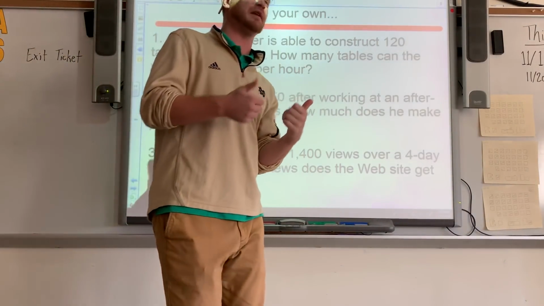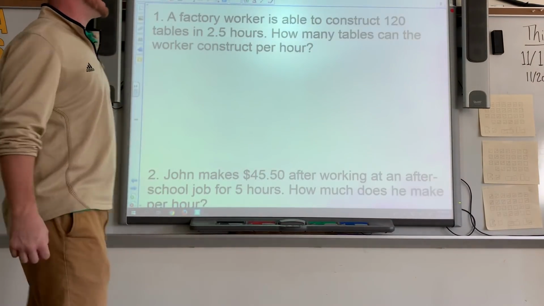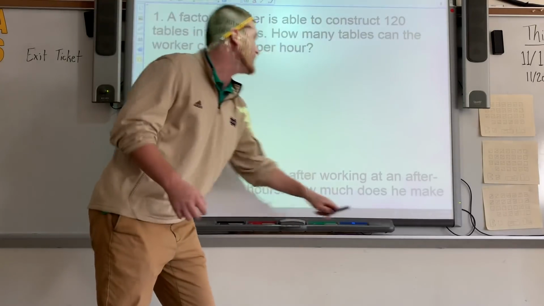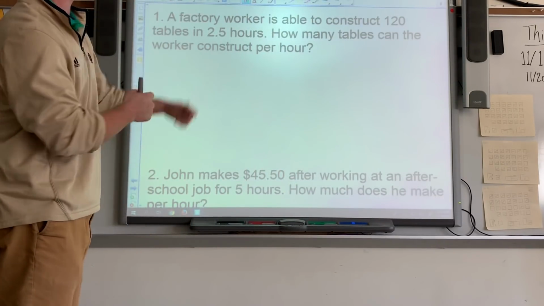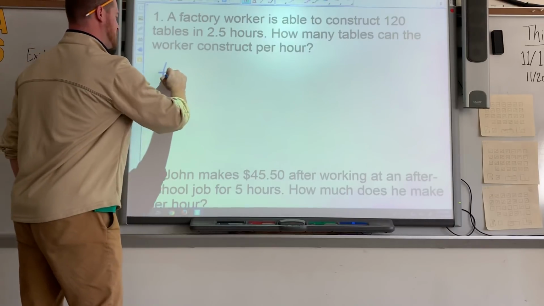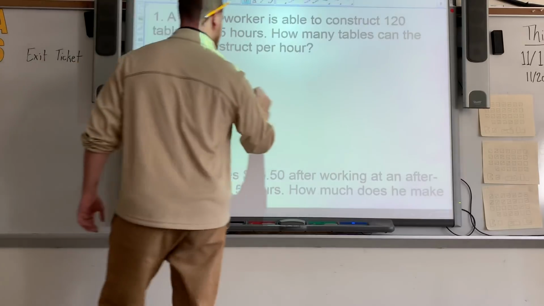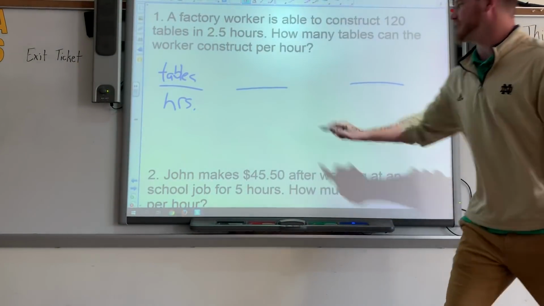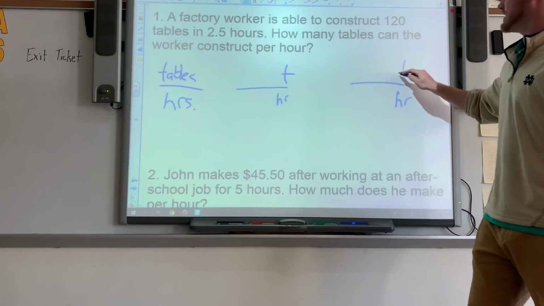Okay, so hopefully you paused the video and you actually worked it out. Try these on your own, but let's go over these together now. So when I'm reading this, we have workers constructing 120 tables in 2.5 hours. So I have tables over hours. So setting up our unit ratio, I know that hours is always going to be on bottom, tables is always going to be on top.